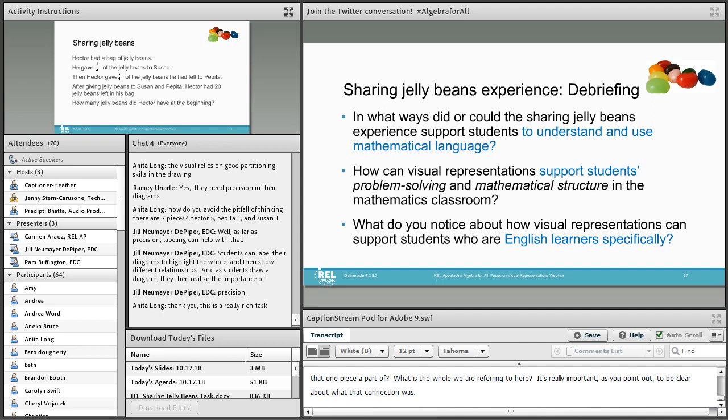So let's just talk about this jelly bean problem for a moment. As we're talking through this, in what ways did or could the sharing jelly beans experience support students to understand and use mathematical language? How did it or could it support students' understanding of mathematical language? If you have a thought about that, please type your thoughts in the chat.